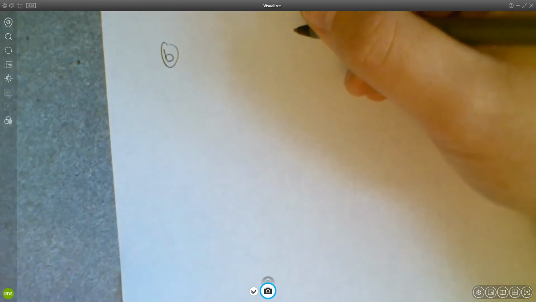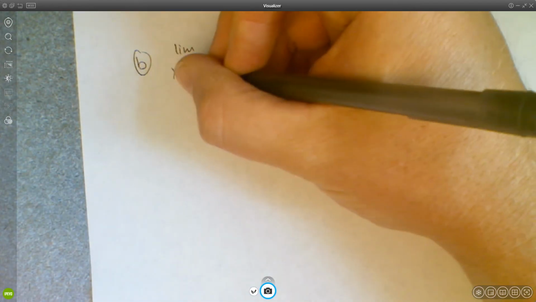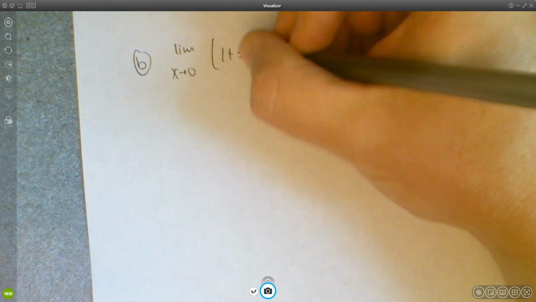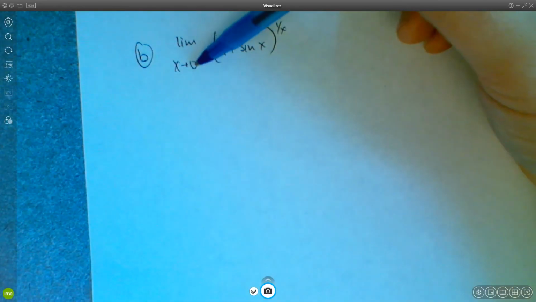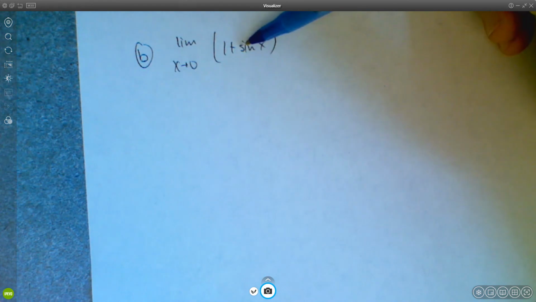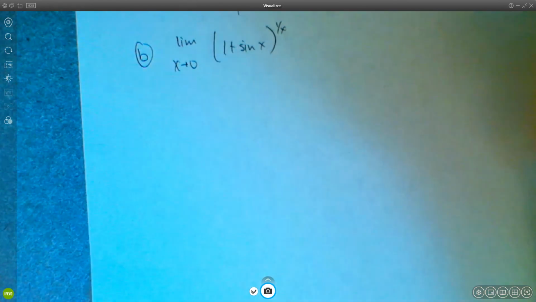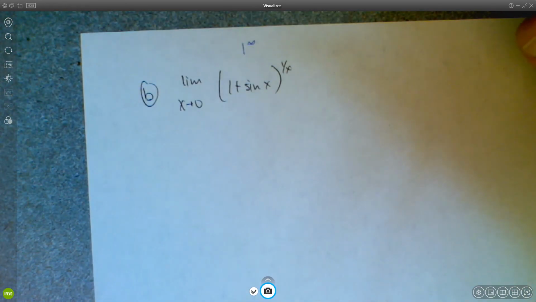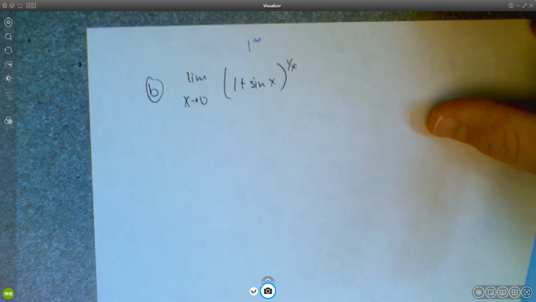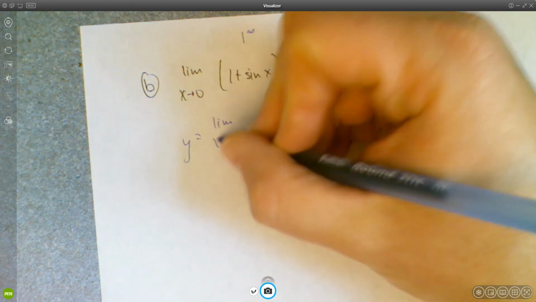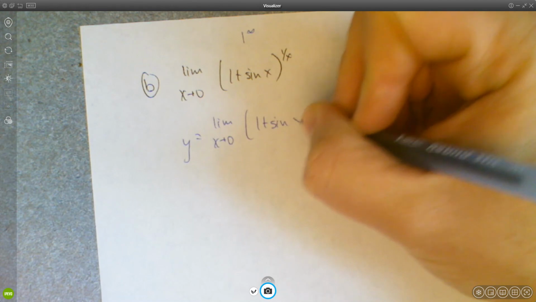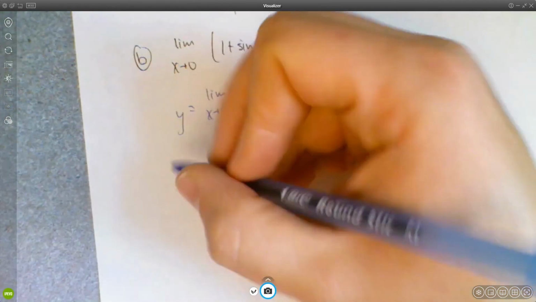Alright, and let me give you one more example of this. So we'll do the limit as x approaches 0 of (1 plus sine x) to the 1 over x. If I plug in 0, I'm going to have 1 plus 0, which is 1, to the infinity. So this is an indeterminate of the form 1 to the infinity, right? So that's not good. But I can use logarithmic differentiation again. So I'm going to say let y equal the limit as x approaches 0 of (1 plus sine x) to the 1 over x, and then take the natural log of both sides.